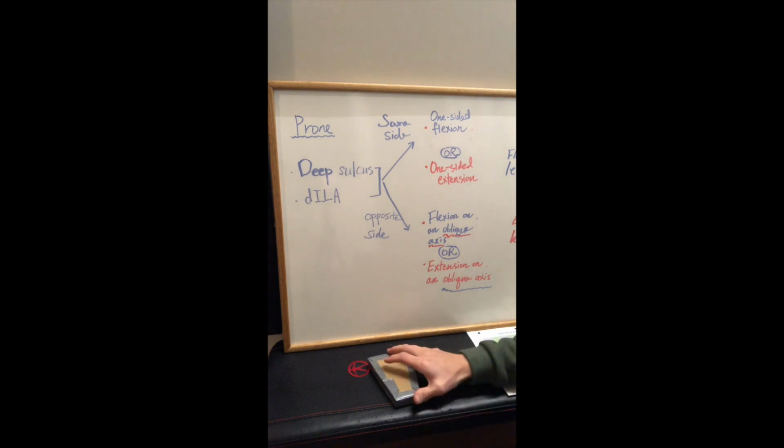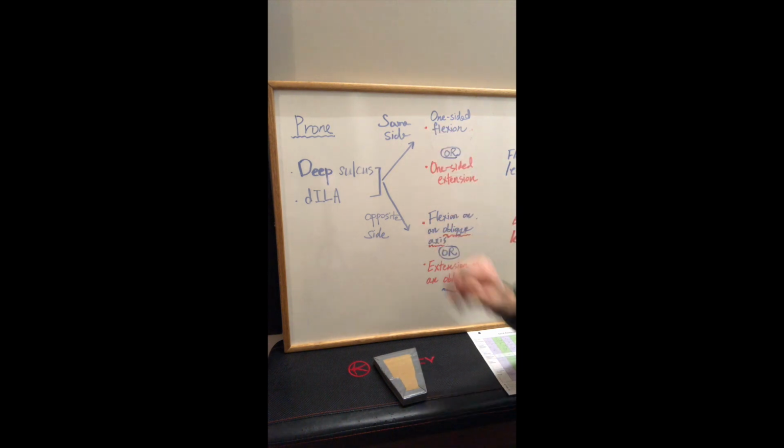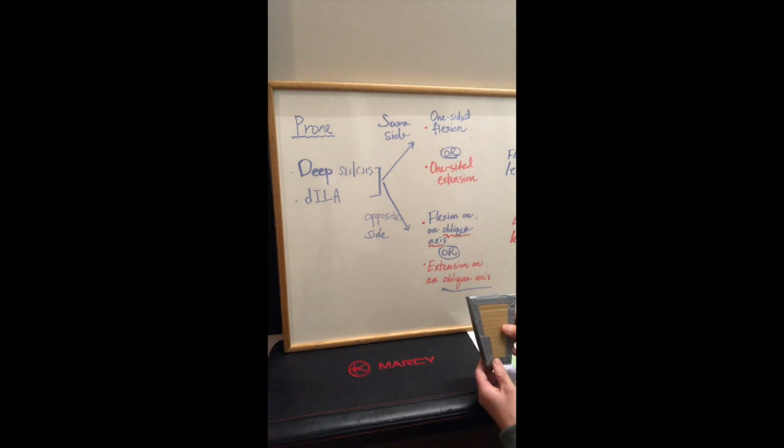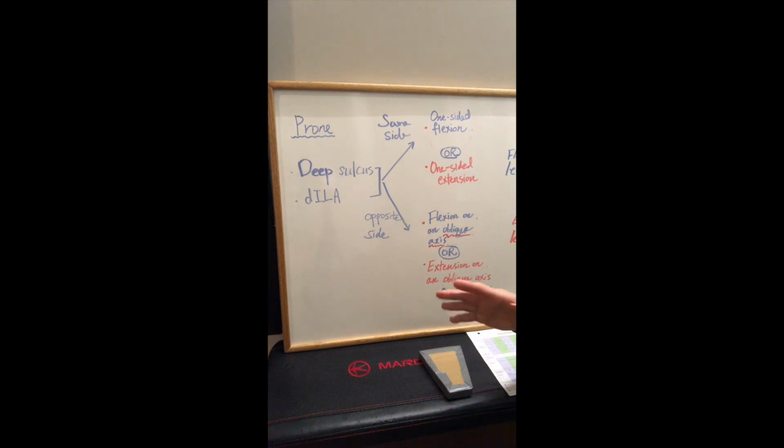Now, the reason why I suggest this is that depending on if this is on the same side or opposite side, we can already classify if the lesion happened on the oblique axis, or if this is a one-sided flexion or one-sided extension.